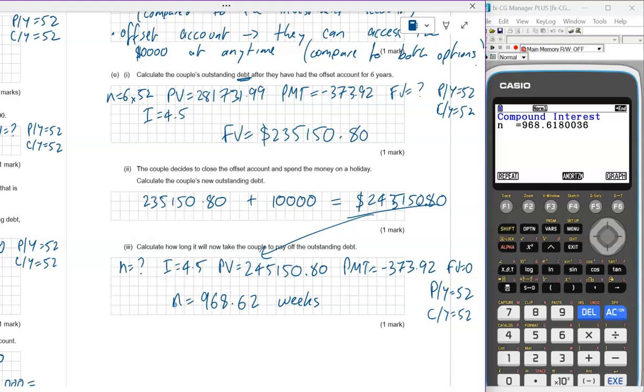It doesn't ask for years, so you can leave it like that, or you can obviously divide that by 52 to get the number of years. But in this case, it just says how long. Well, 968.62 weeks.